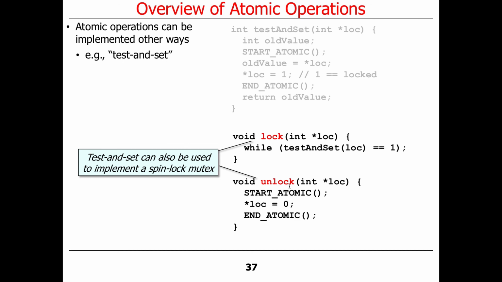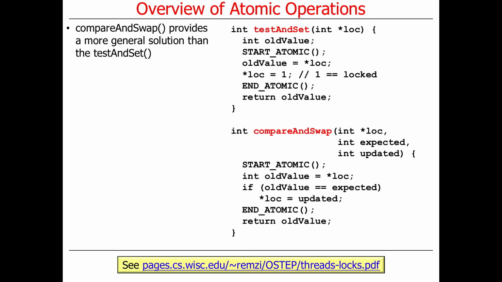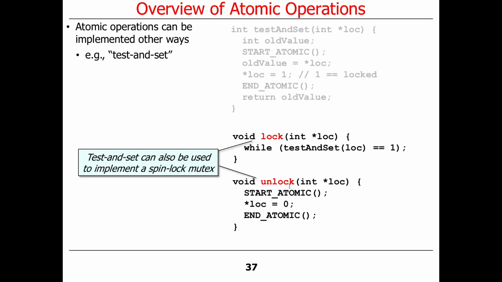You could also use test and set to implement a spin lock. And here's what it looks like. This is lock and unlock. What's going to happen here is that while this thing returns 1, you keep spinning. Only if somebody had set it to 0 will this return 0, even though it'll also have locked it. So test and set will atomically do the check in the same way.